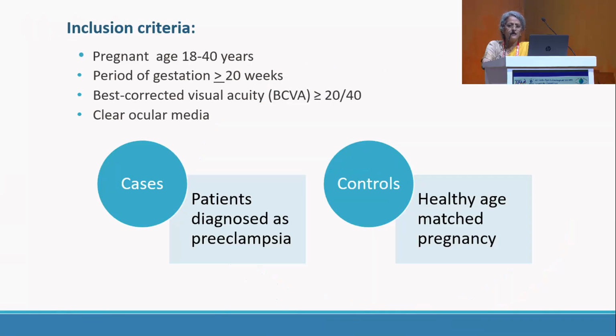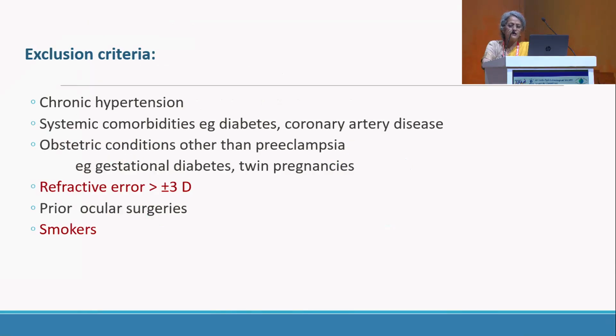Pregnant patients aged 18 to 40 years with a period of gestation of more than or equal to 20 weeks, with the best corrected visual acuity of more than 20/40, with a clear ocular media because OCTA had to be done. The cases were the patients diagnosed as preeclampsia, and the controls were healthy age-matched pregnant patients. Excluded were chronic hypertension, systemic comorbidities, and conditions which would impact the vascular factors. High refractive error, prior ocular surgeries, and smokers were also excluded.